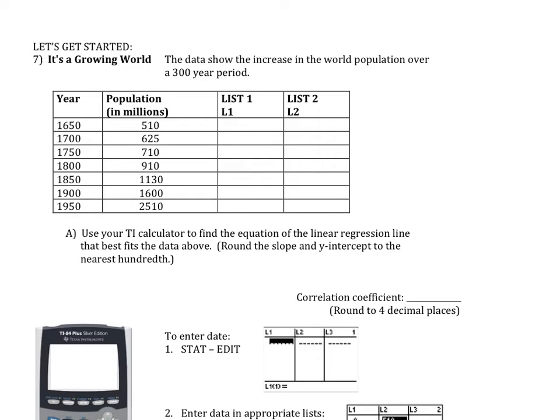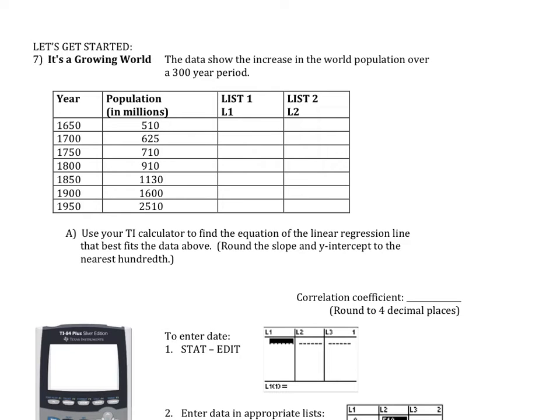Okay, now initially what we are going to be doing is graphing a scatter plot, so essentially just points. And then we're going to create a line of best fit, our regression line, to see how well the years and population go together, what the relationship is.